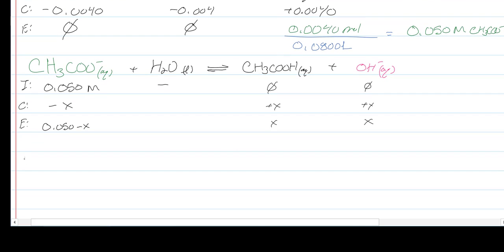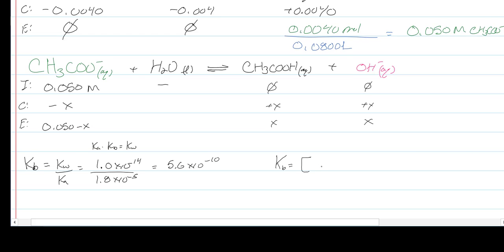0.050 minus x, x and x. Excellent. What is Kb? Well, if you remember, Ka times Kb is Kw. So let's write that down. Ka times Kb is Kw. Well, Kb would be Kw over Ka, which would be 1 times 10 to the negative 14th divided by 1.8 times 10 to the negative 5. And so Kb happens to be 5.6 times 10 to the negative 10th. The Kb expression happens to be acetic acid, hydroxide over acetate.